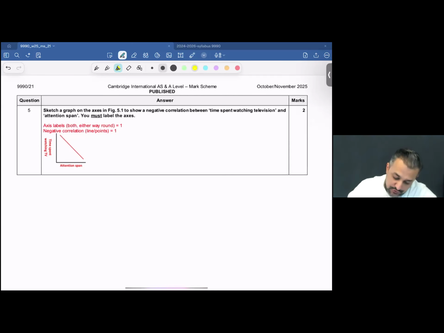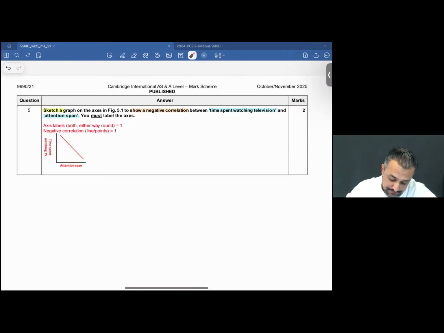Sketch a graph. So you've been asked to sketch a graph on the axis in figure 4.1 to show a negative correlation between time spent watching television and the attention span. You must label the axis. So you're actually being marked for labeling the axis. And if we have a look at this, this is a 2-mark question.